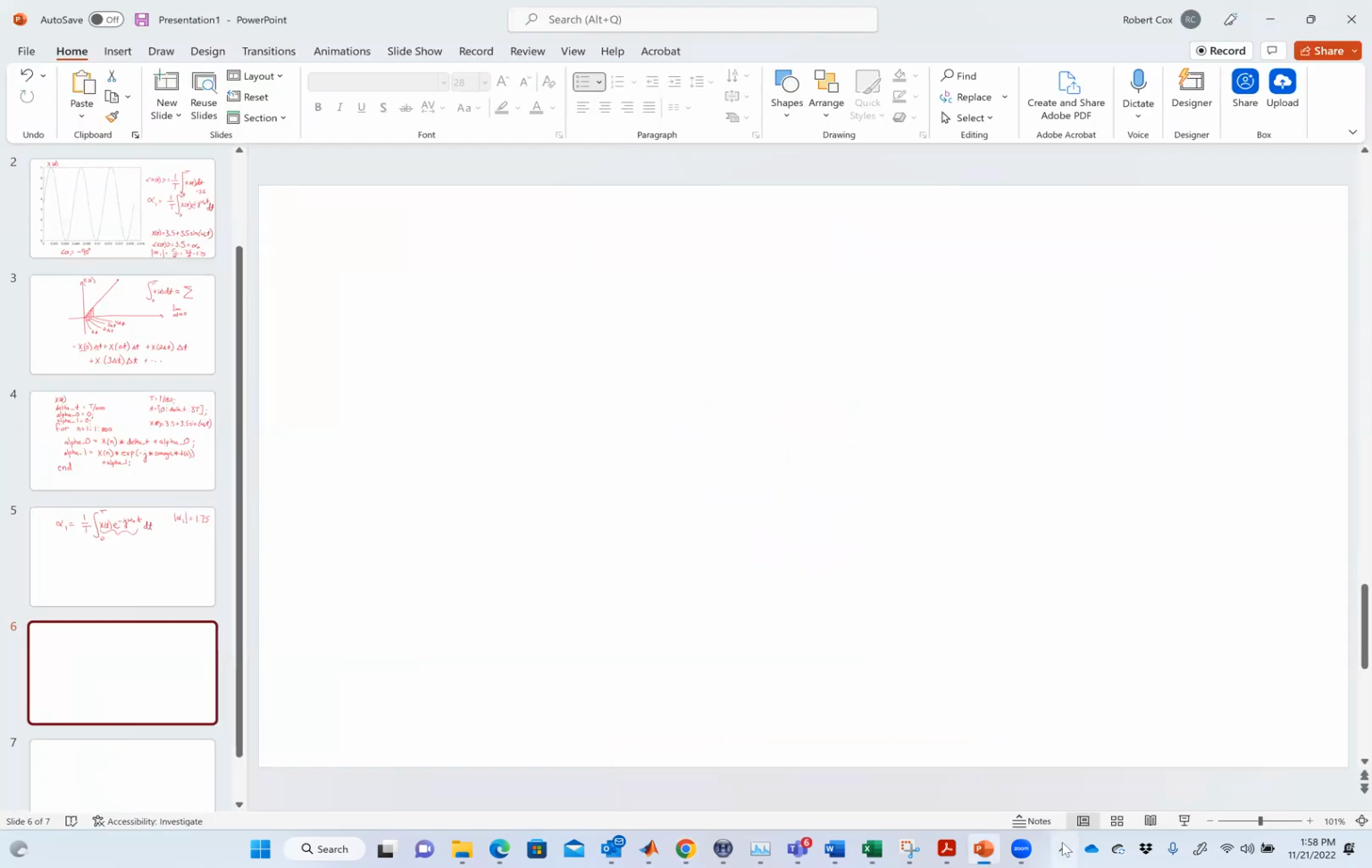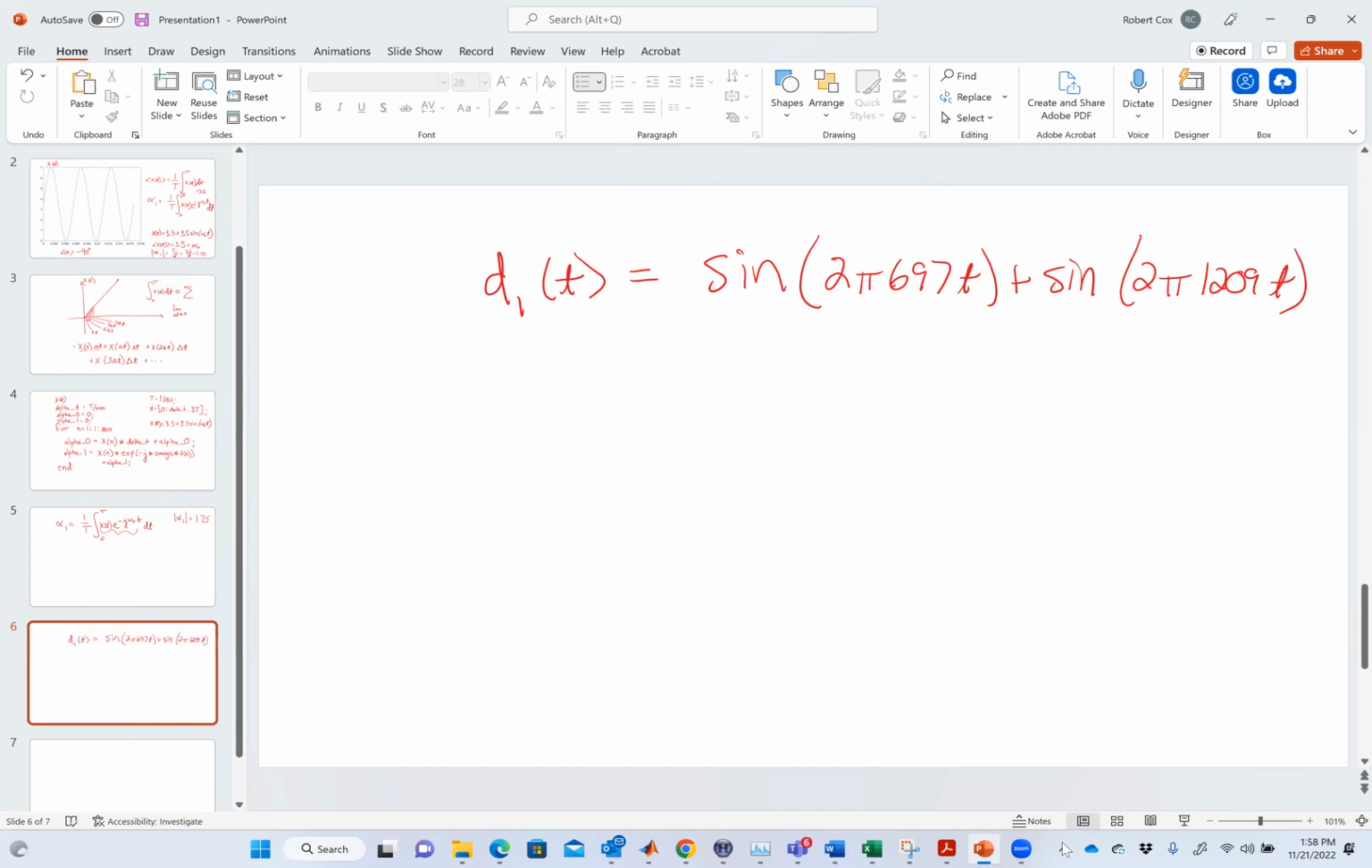So this is where you would use the Fourier transform. Digit 1, D1 of t, is equal to sine of 2 pi 697t plus sine of 2 pi 1209t, like that. That waveform is what is picked up, and it basically takes a Fourier transform of that to figure out what signal it is. It records the audio and then figures out what's there. So if I looked at the magnitude of the Fourier transform, D1 of omega, what should that look like?